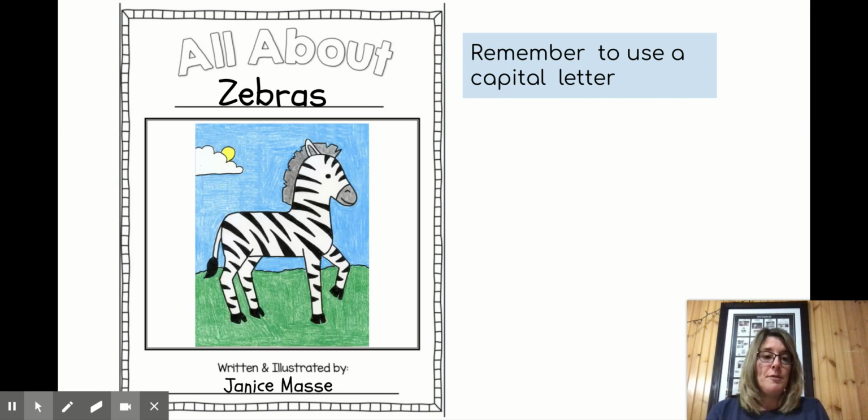So here's an example of mine. So if zebras was my topic, it says all about zebras. Remember, your topic needs to have a capital letter. Titles begin with capitals. So that's why I started zebras with a capital letter. You also want to make sure that your word is spelt correctly. Okay, you've written your topic a couple times now. If you are not sure how to spell it, make sure you ask an adult for help. And then at the bottom, I wrote my first and last name with capitals as well.